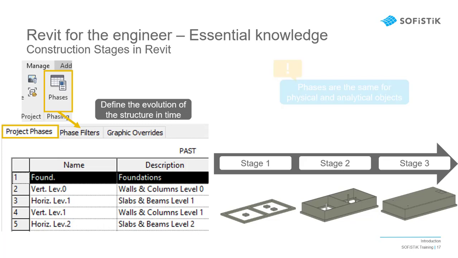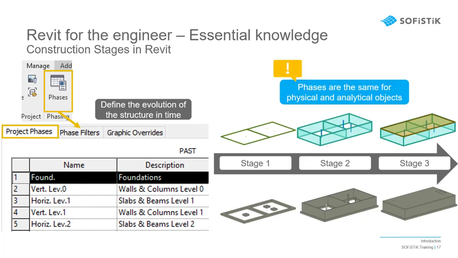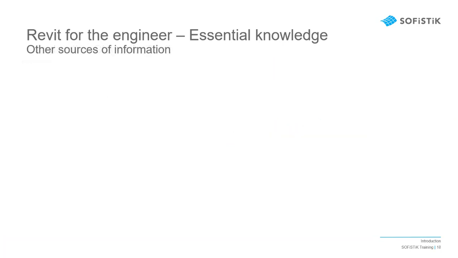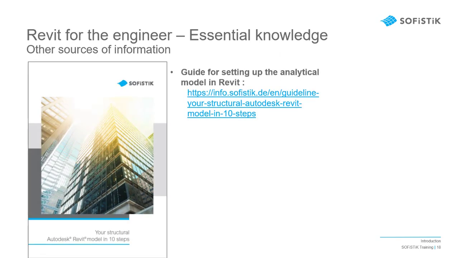Analytical objects will also have phasing properties, identical to that of their physical object. This will be important for stage analysis of the structure. Obviously, this is only a short summary on how to work with Revit's analytical model. If you need more information, check out our guide for the 10 steps that will allow you to set the analytical model of your project.